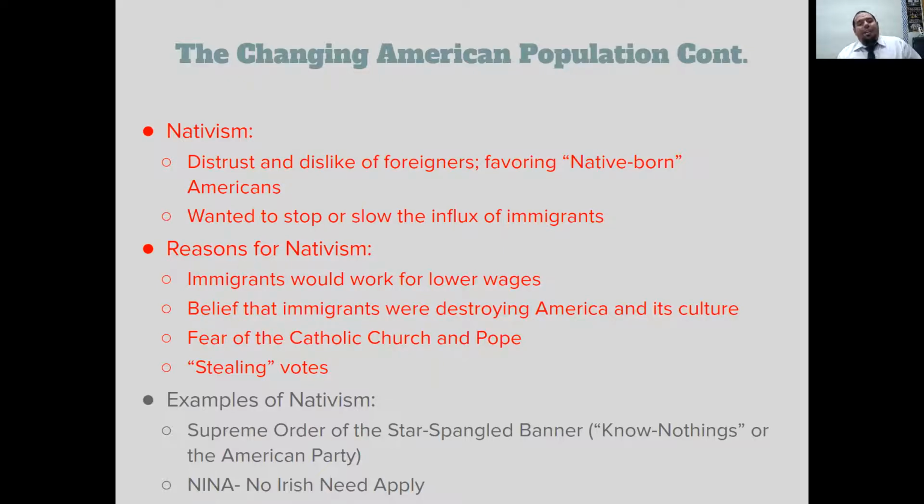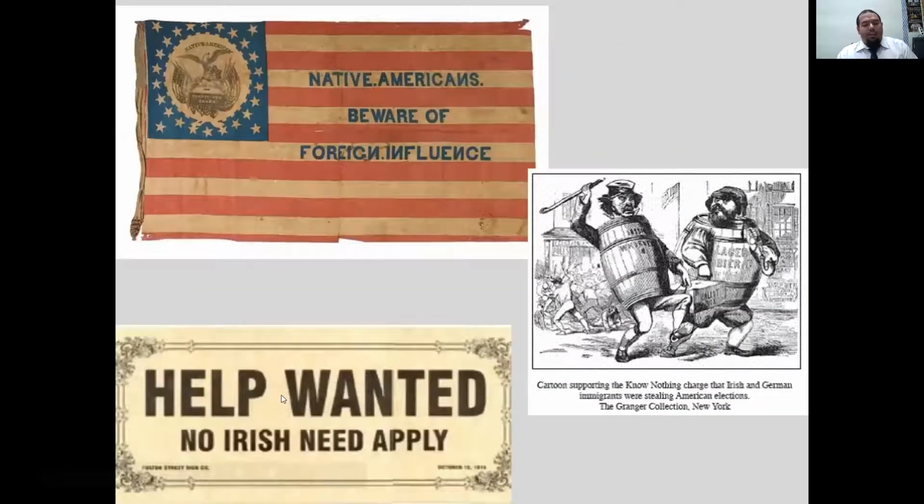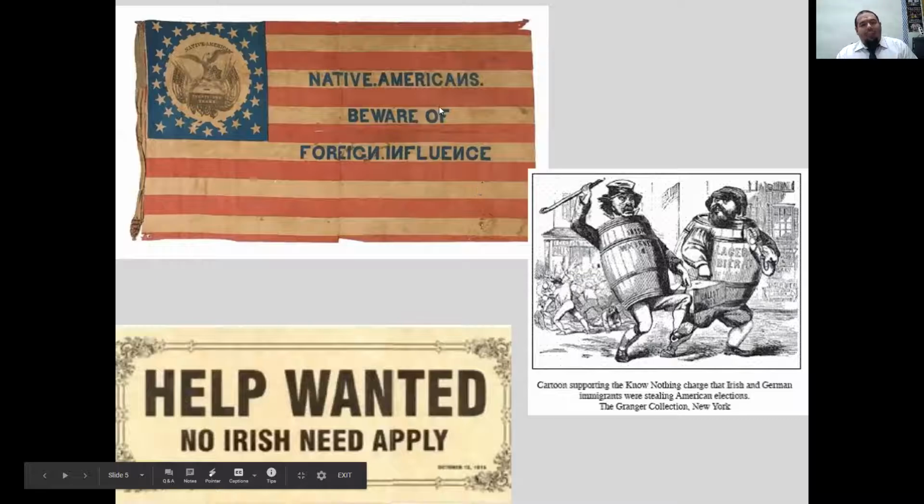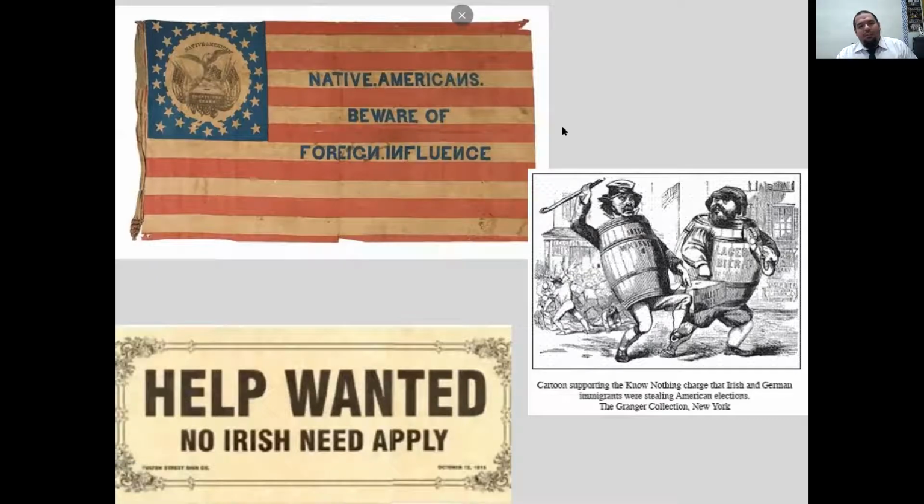And some examples of nativism: the Supreme Order of the Star-Spangled Banner would then become the Know Nothing Party, or the American Party, and they are the people who are advocating nativism. And then you also have NINA, which stands for No Irish Need Apply. So anytime there were employment signs saying we are hiring, they would also attach NINA. So there you go. No Irish Need Apply. Native Americans beware of foreign influence.